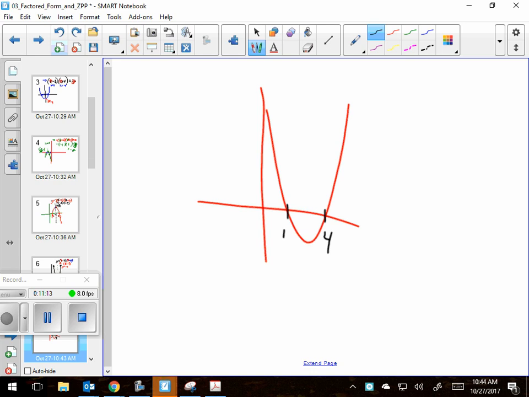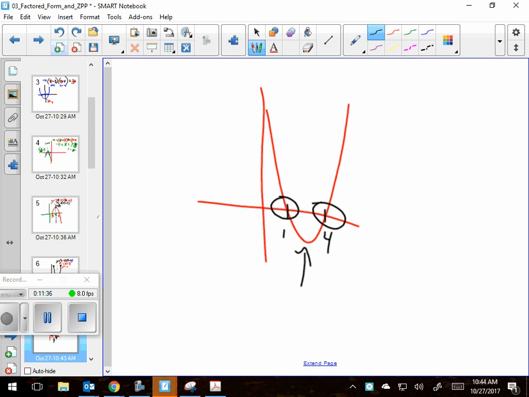Okay, what if I asked for the zeros? Same thing. Roots, intercepts, x zeros. How about the solutions of that graph? Same thing. There's 4 names for these spots. Only one name for that, kind of.